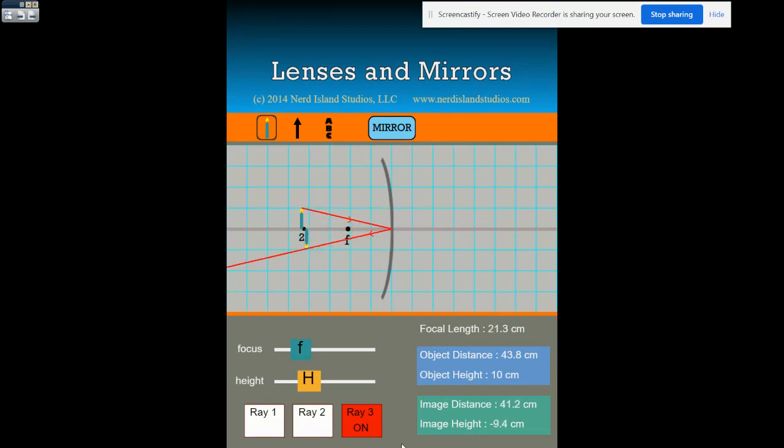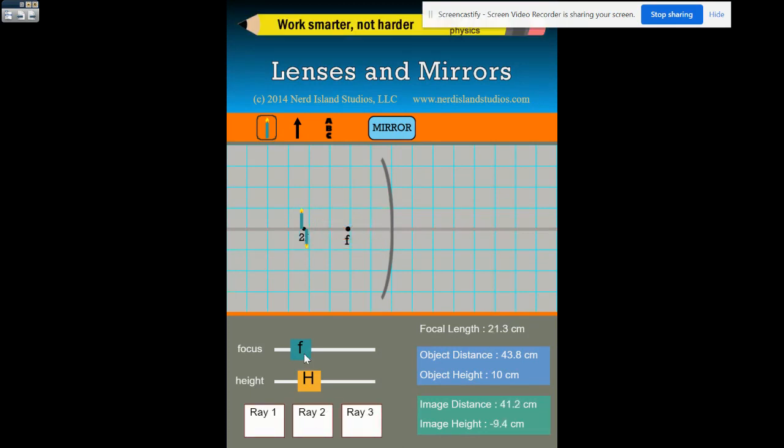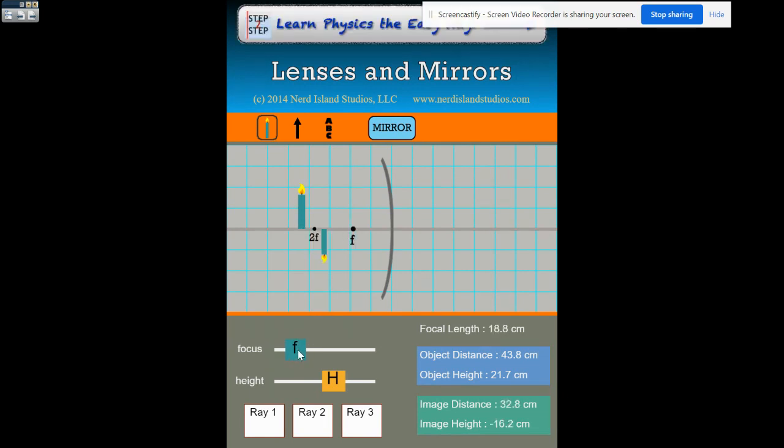Let me turn these off. The focus is moving back and forth, okay? We can change the height of the object if we want to. We can make it an arrow. We can make it letters, okay? Whichever one we want. I like the candle. So I'm going to put my focus back, or try to. Okay, that's where it's staying.